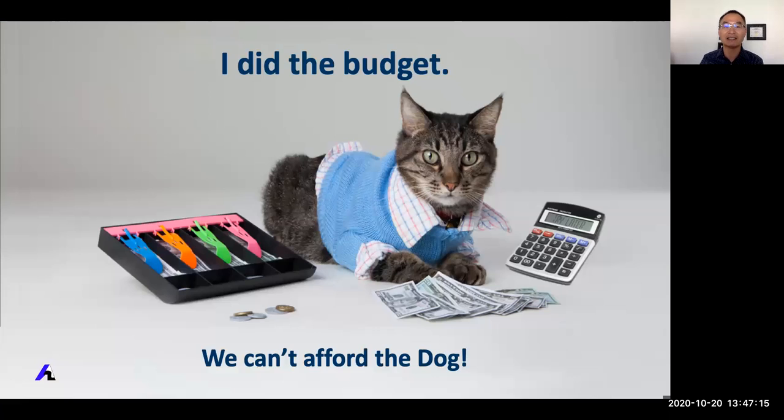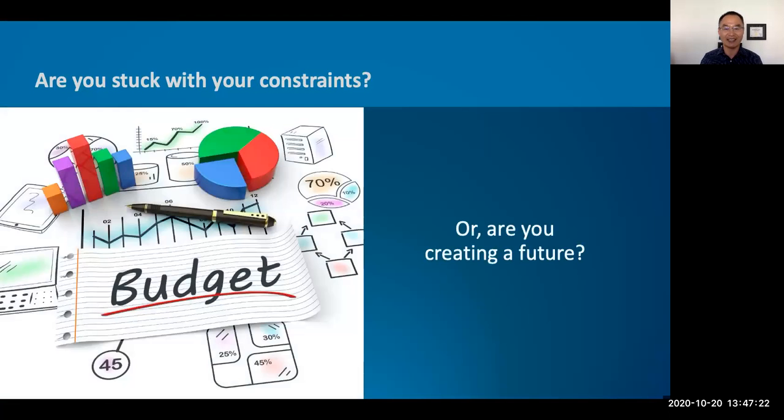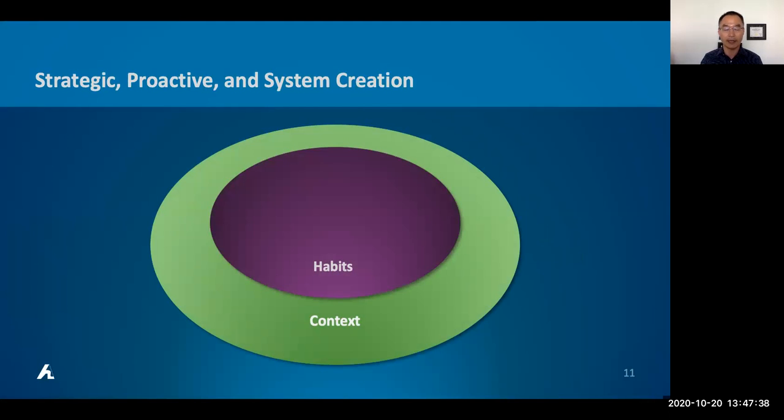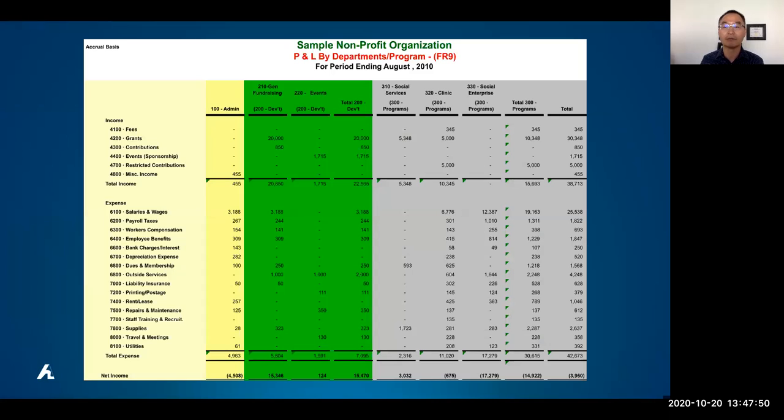And context could be a mindset. For example, you could say, hey, I did a budget and I can't afford a dog, right? But you can also say, hey, maybe it's a constraint that I'm creating for myself. How about I create a future? The future hasn't started. So we think it's important to have the context first, and then you have a habit of proactively creating your future, and then you systemize, you create a system to create your story and then unfold your story and monitor your milestones.